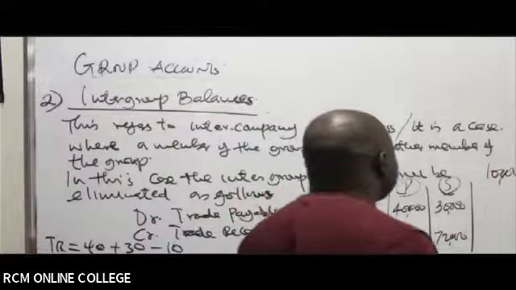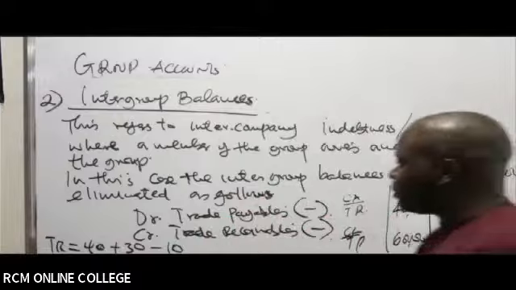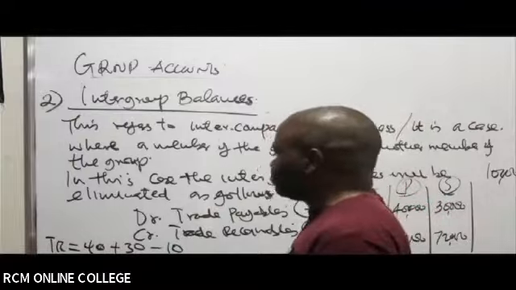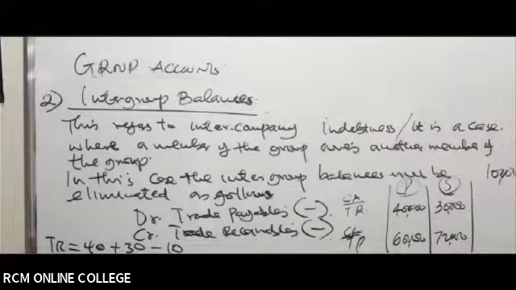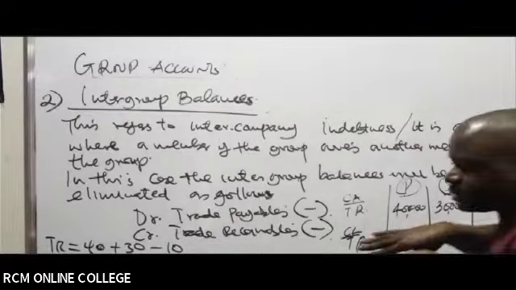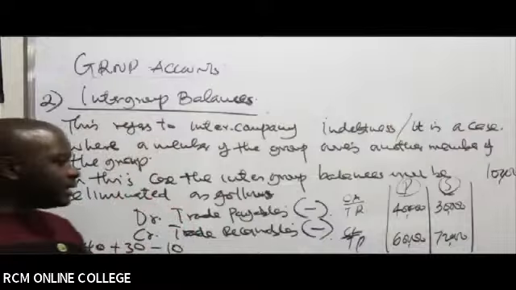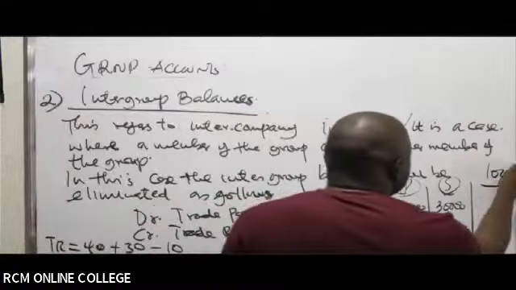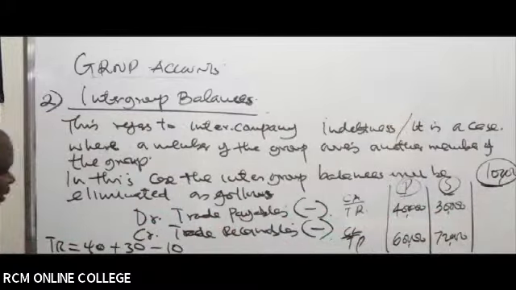The reason why you have to eliminate it is that if you don't, it's like you are doubling. When you combine them, it's like you are doubling them again. Remember, these entities are preparing separate books of accounts. So if you combine them without eliminating this one, you are still accounting for it twice, because it is already inside here.